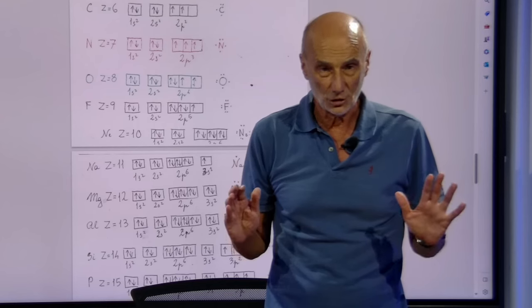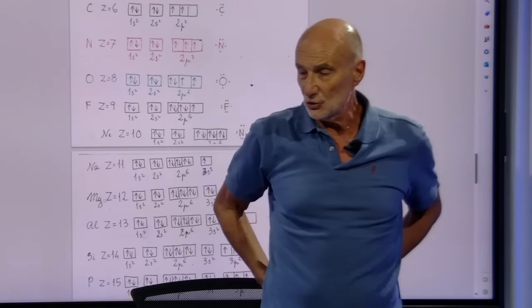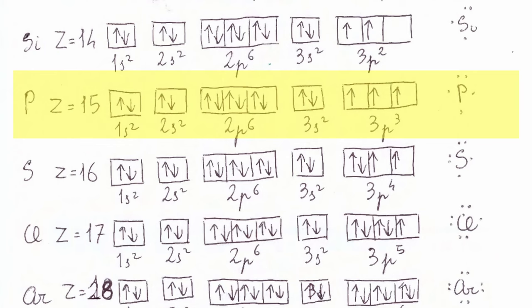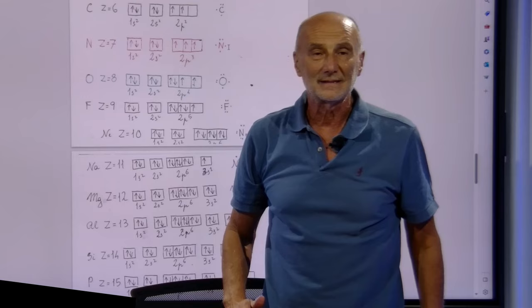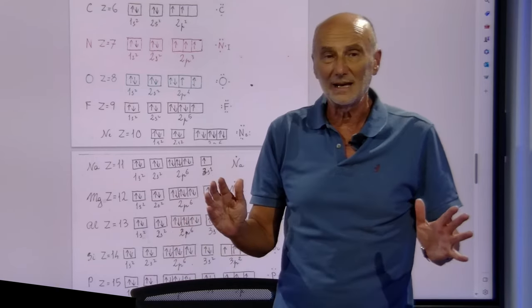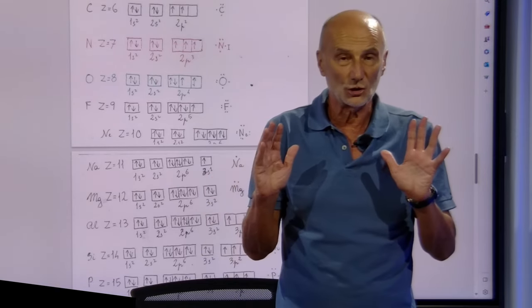As far as nitrogen and phosphorus are concerned, nitrogen has 5 electrons in its outer shell, 1, 2, 3, 4, 5, and phosphorus is the same. It has 5 electrons in its outer shell: 2 electrons in 3s, 1 electron in px, 1 electron in py, 1 electron in pz. It is apparent that these two elements have almost the same electronic symbol, which denotes with no doubt that these elements have 5 electrons in their outer shell.